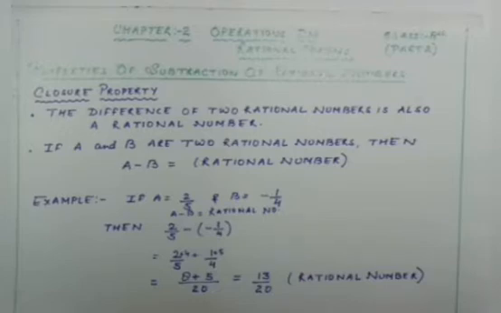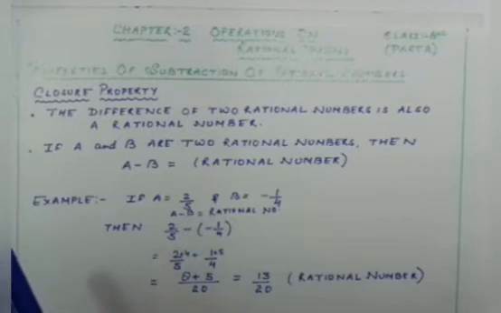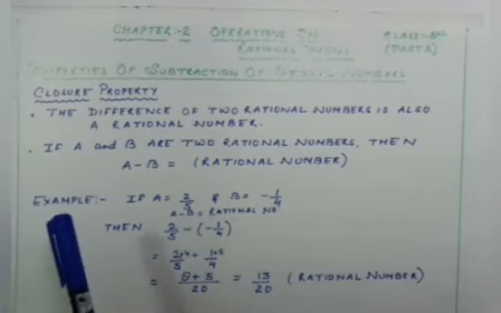Today we are going to start with the second part of the second chapter, that is operation on rational numbers. Last time I explained the properties of addition of rational numbers: what is closure property, what is commutative property, what is associative property, what is additive inverse. Today I am going to start with a very fresh topic, that is properties of subtraction of rational numbers.